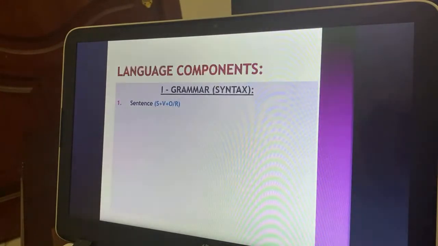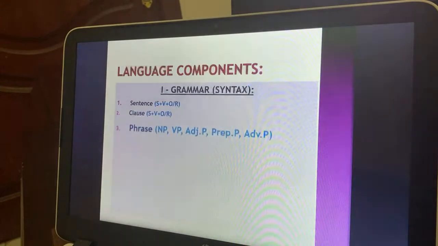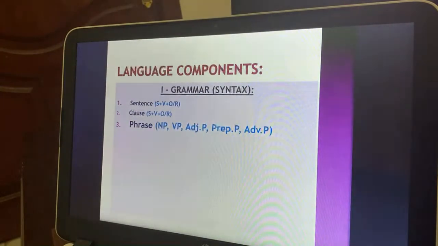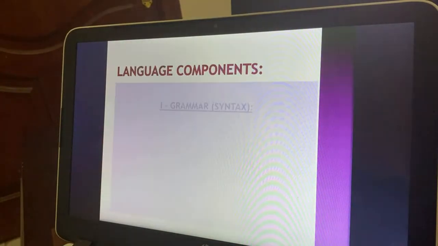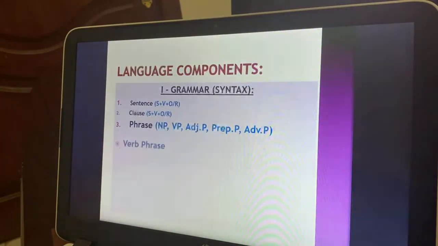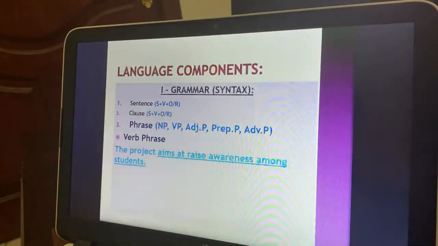So far, we have covered the sentence, the clause, and one type of the phrases, which is the noun phrase. Now let's move on to talk about the second after these noun phrases, which is the verb phrase. And the verb phrase, of course, is similar to this one.